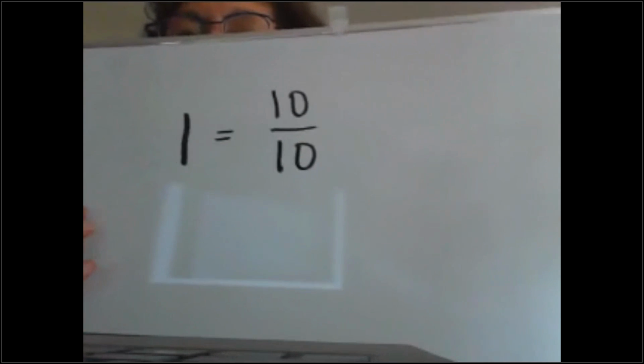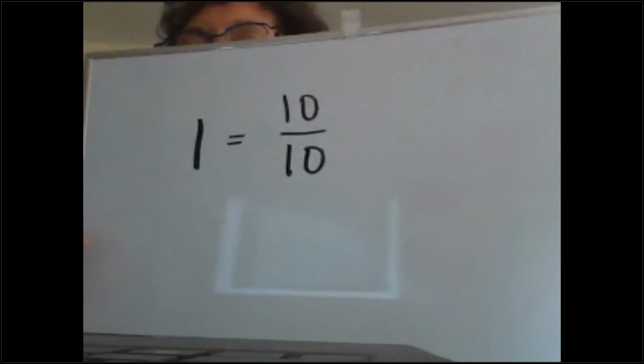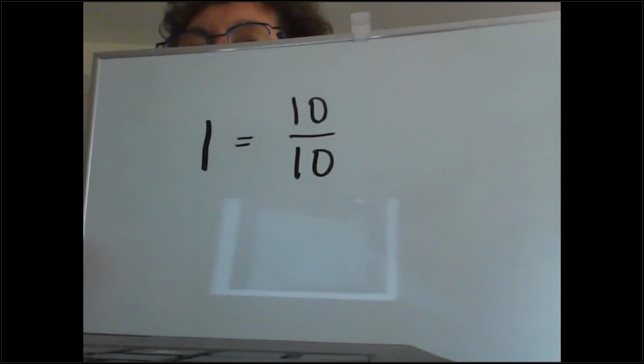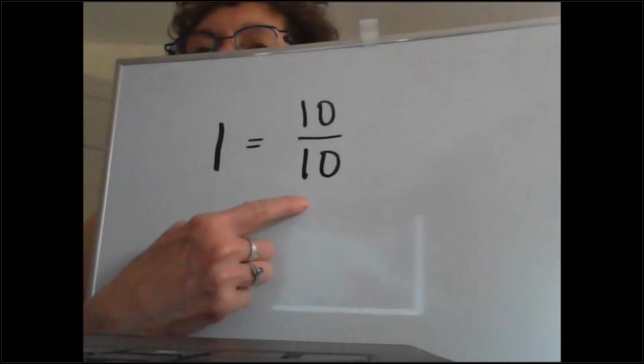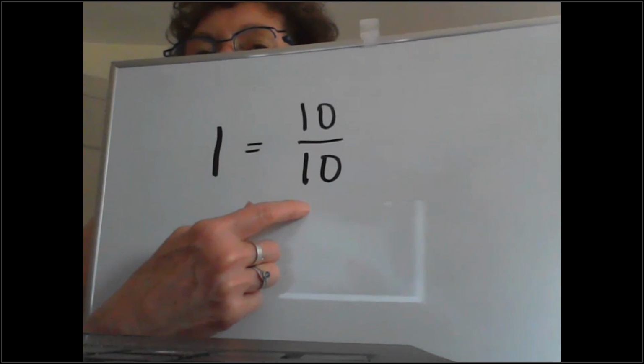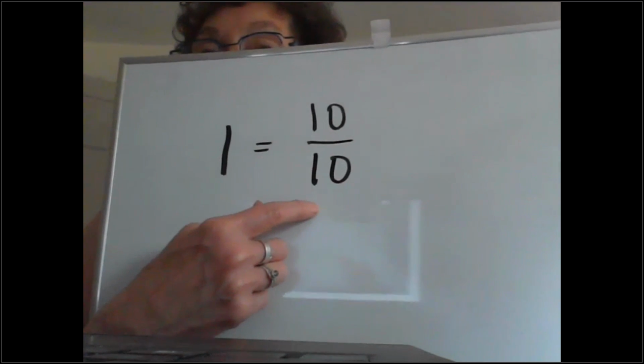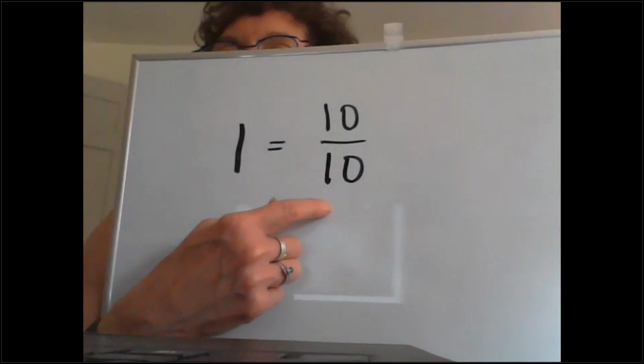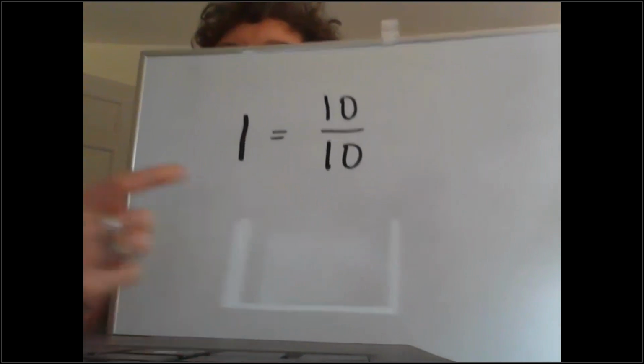So 1 equals 10/10. That is true for every fraction where the numerator and the denominator are equal. They can all be simplified to 1. So I can write 1 in the form of 10/10. Well, if I did that, and then added 9/10, what would the fraction be?